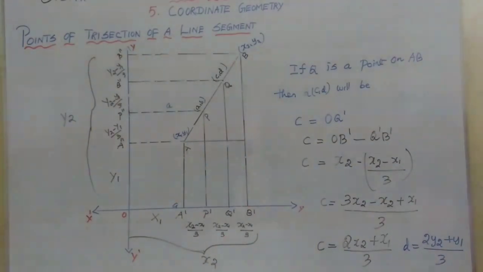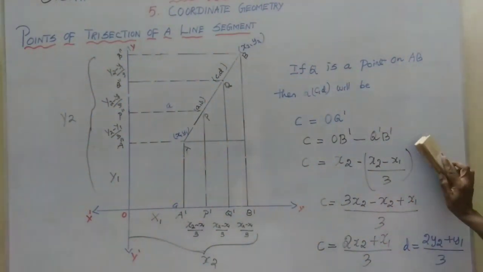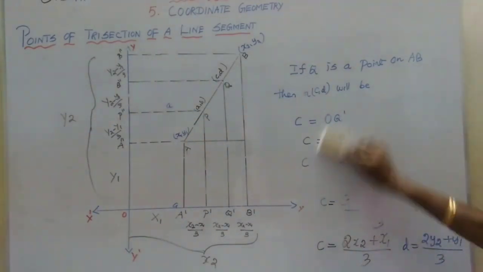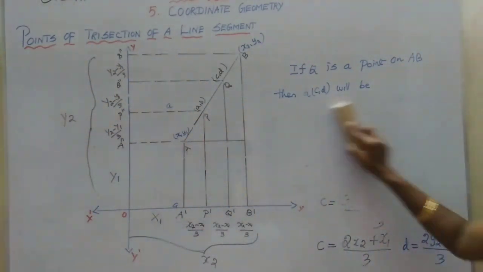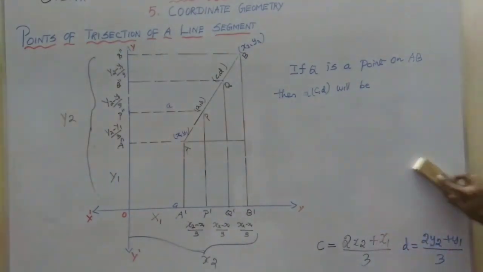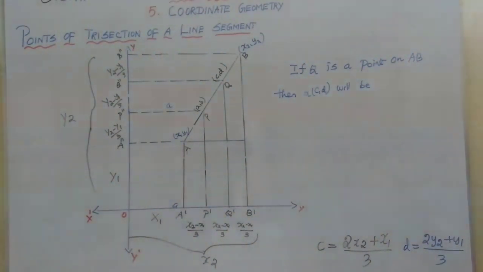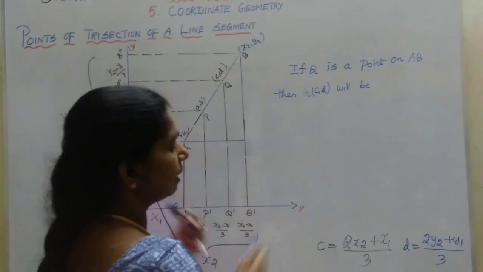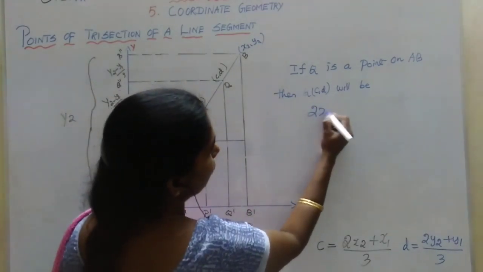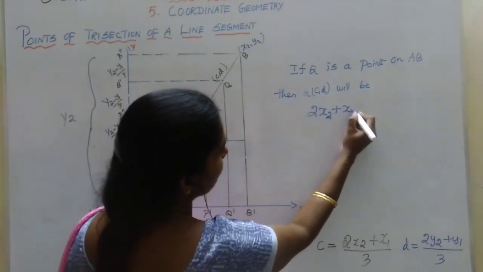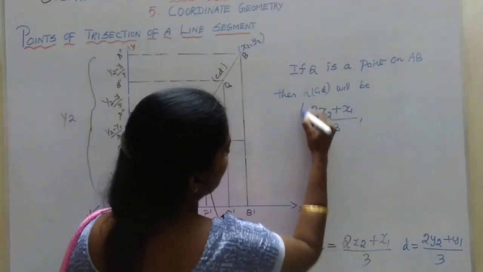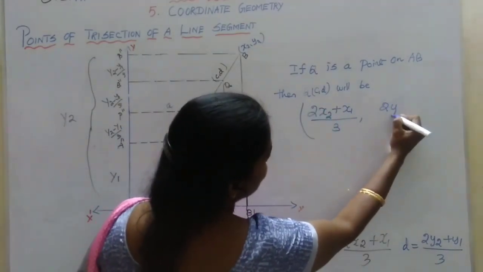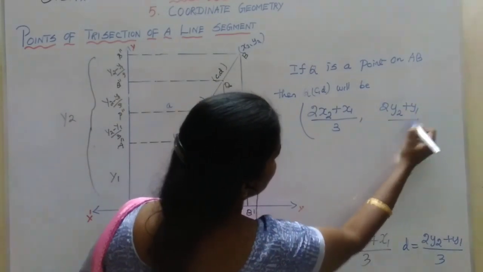Understand? If you work out the formula one or two times with this diagram, you will be able to understand clearly. Now C and D we have to write together, isn't it? Because for coordinates we always write the x coordinate and y coordinate. Now I am writing C and D together. What is the C point? It will be, by the formula, (2x2 + x1)/3 comma (2y2 + y1)/3.